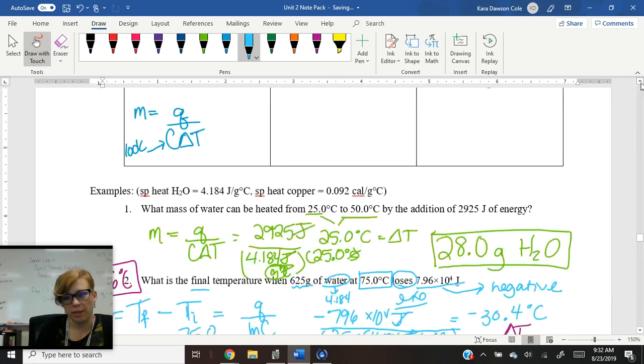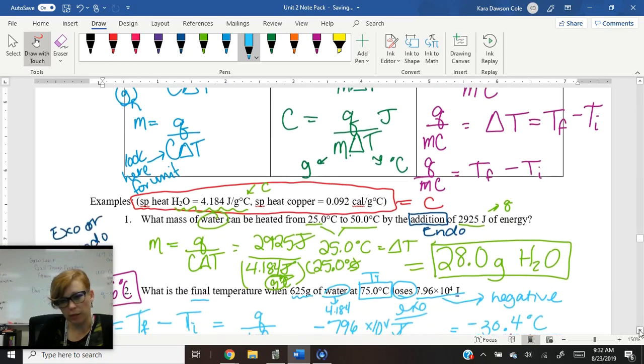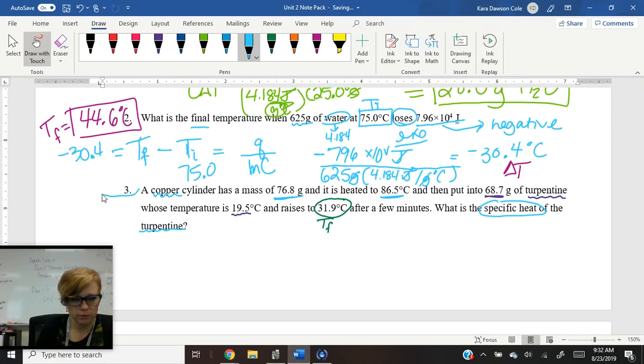And I also have my specific heat value that's up here. So 0.092 calories per gram degrees Celsius. I'm going to write this over here: 0.092 calories per gram degrees Celsius. This is the specific heat value for copper. So that's C for copper.